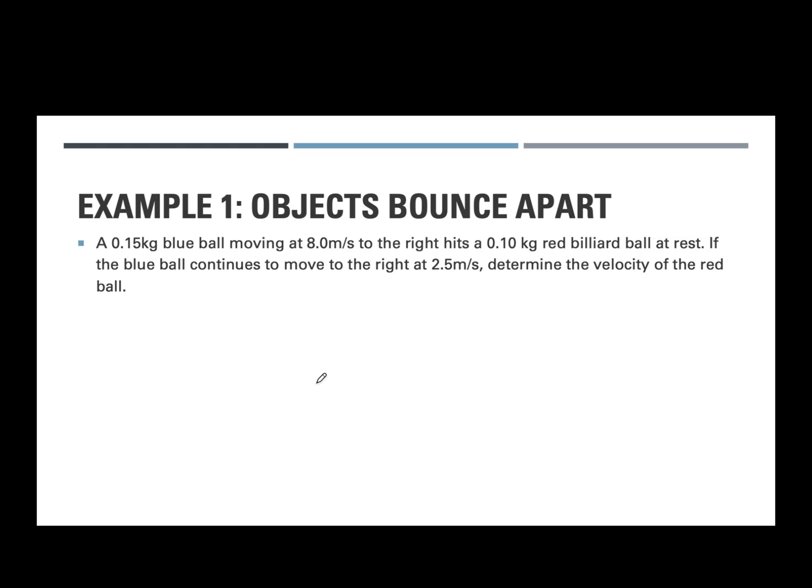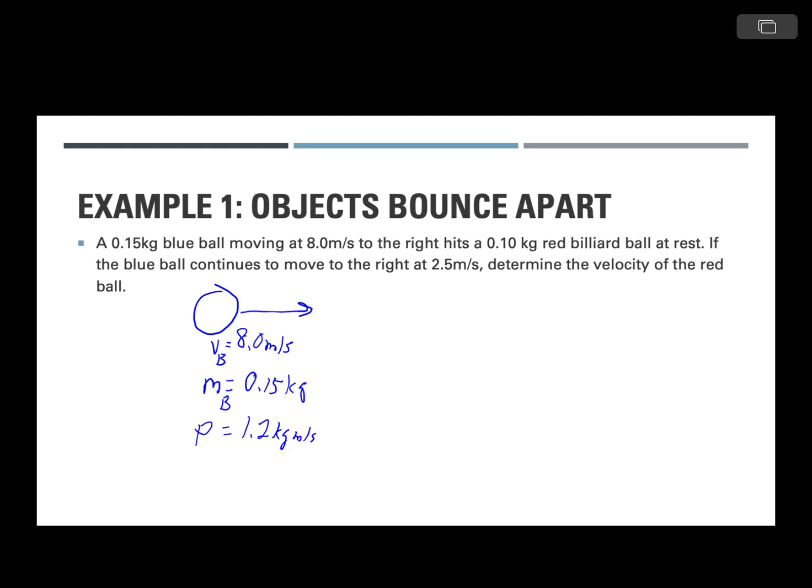Okay, so we've got a couple things happening here. We're going to get a blue ball traveling at 8 meters per second. That's its speed. I'm going to label that a little B for blue. The blue ball has a mass of 0.15 kilograms, which means it will have a momentum of 1.2 kilograms meters per second. Okay, that's all well and good.